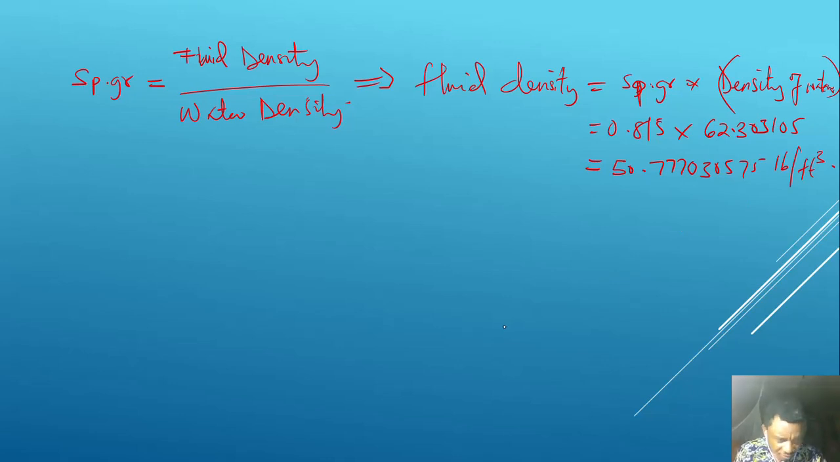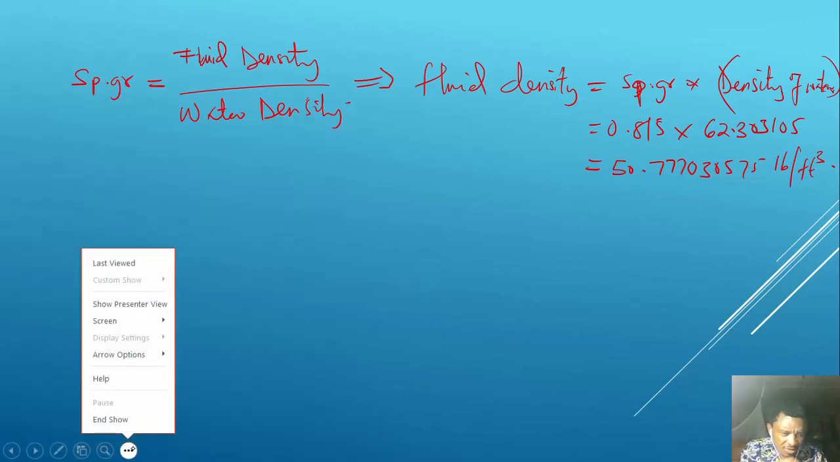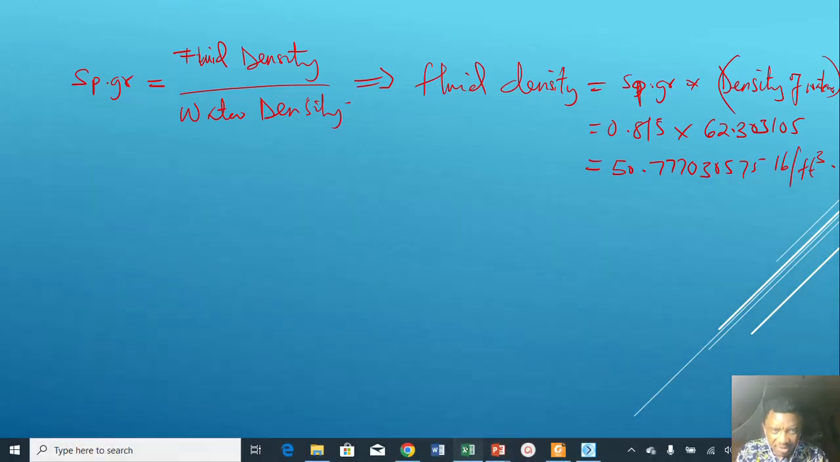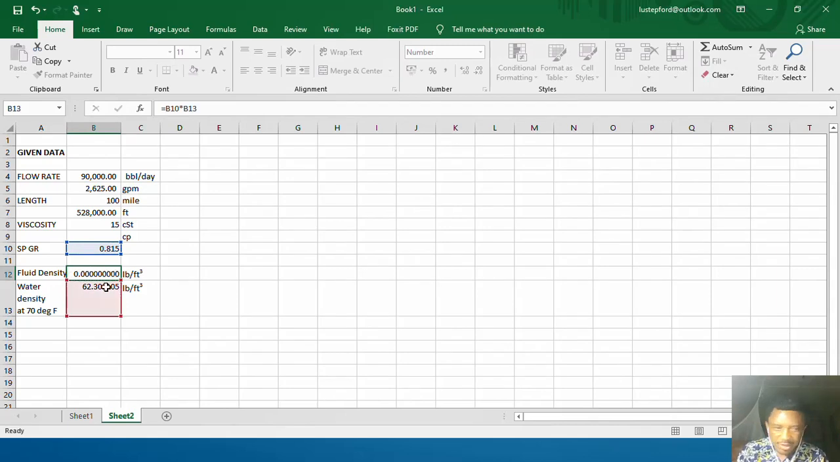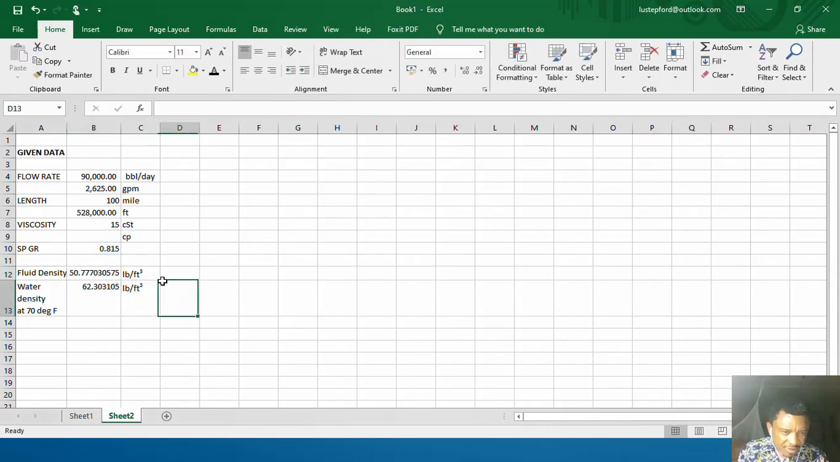Now, so we're going to go back to the spreadsheet. So now this density will be equal to the specific gravity times the density of water, which gives us this. So now we're done with this. So now we can define the fluid. We can also make use of the length, the flow rate in this particular software.